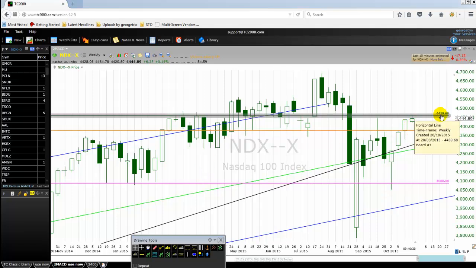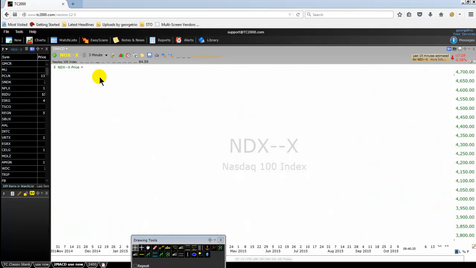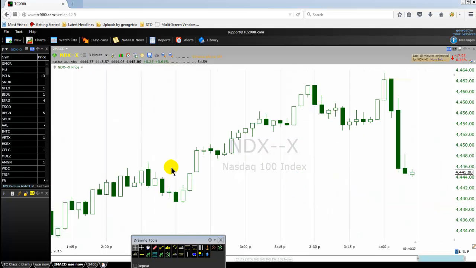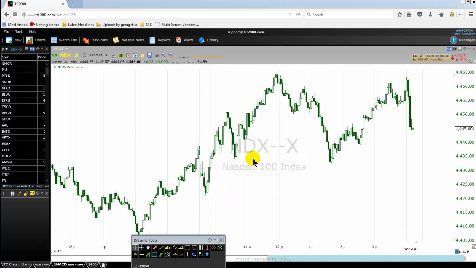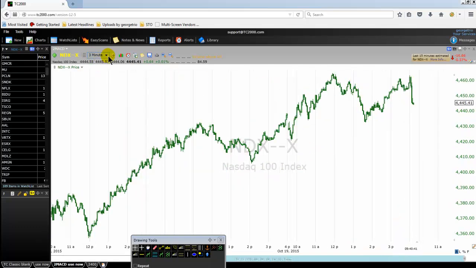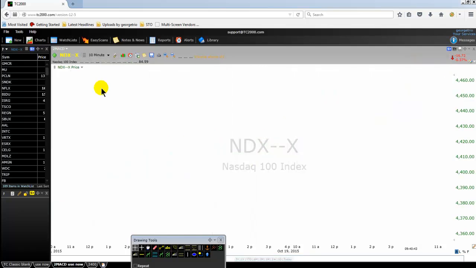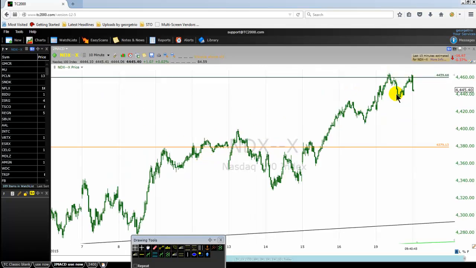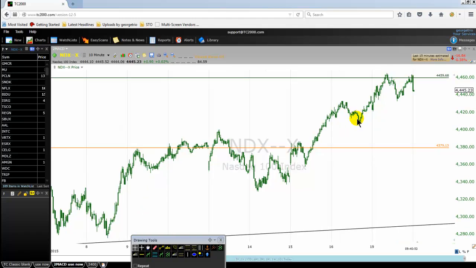So here we are. This is the key level 4459. I have some indication on the 3-minute chart time frame of this level. You can't see my line now, but if you go to the 10-minute time frame, you will see it. Here it is. This is a key level that we have drawn on the weekly chart for the Nasdaq 100.